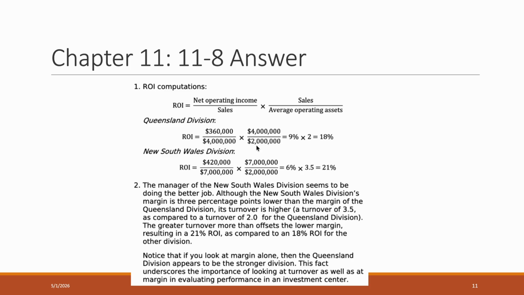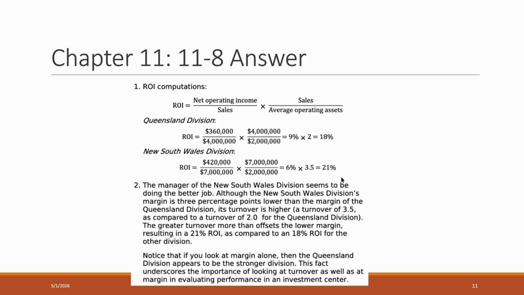So our New South Wales division, because it has the higher turnover, is going to offset that lower margin and give us a total ROI higher. Now notice if you look at the margin alone, then the Queensland division appears to be the stronger division. This fact underscores the importance of looking at turnover as well as margin in evaluating performance in an investment center.